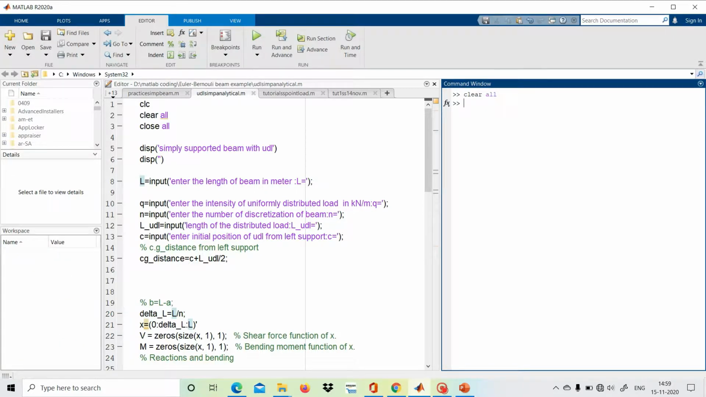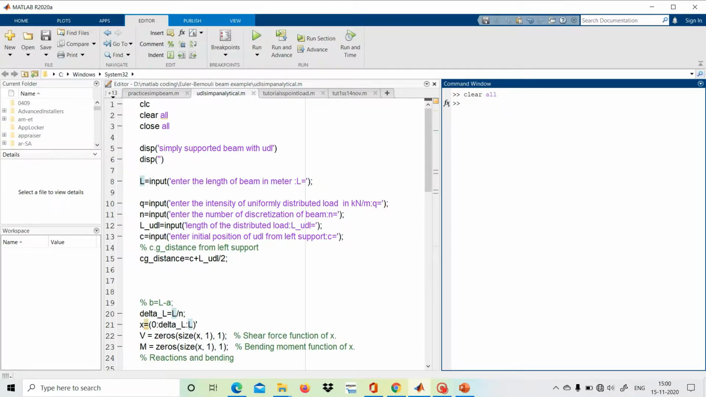Now let's start. First we give the input: the dimension, the length of the beam. Then we enter the intensity of the uniformly distributed load, and then the number of discretizations of the beam, the length of the distributed load, and C, which is the initial position of the UDL from the left support. And the CG distance we have seen was equal to C plus L of UDL by 2. So these data are the inputs which we have seen before.